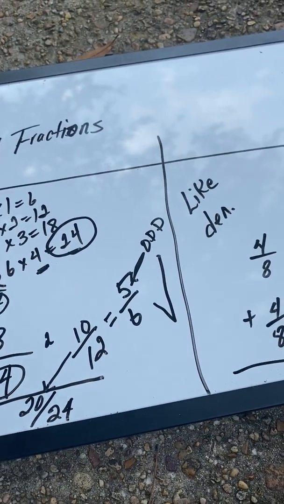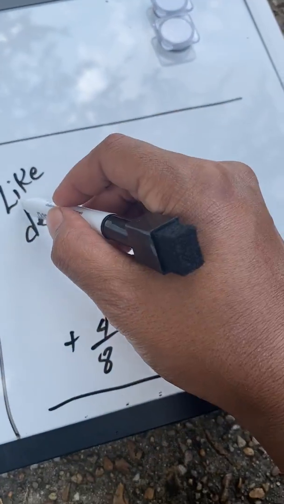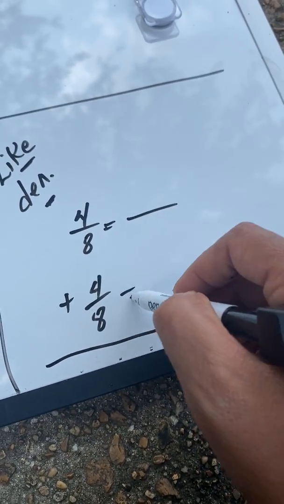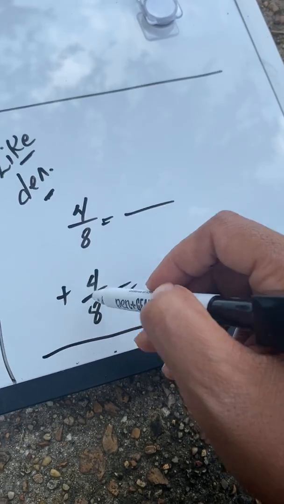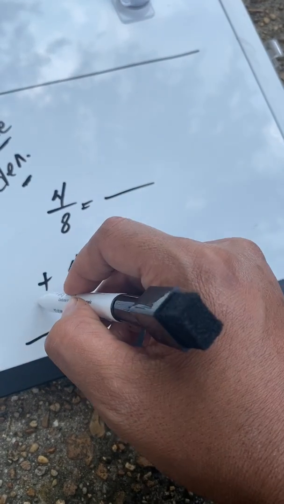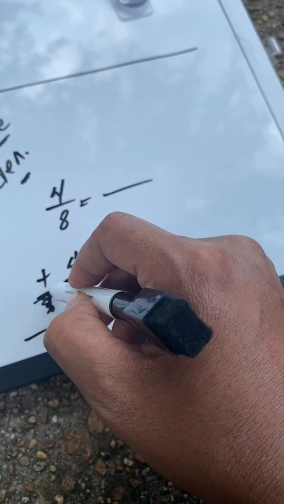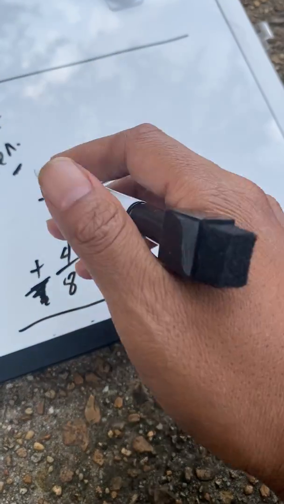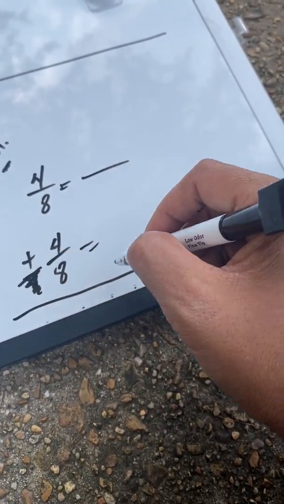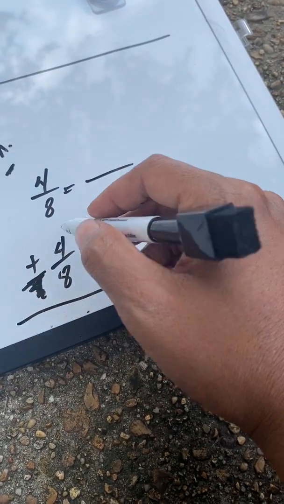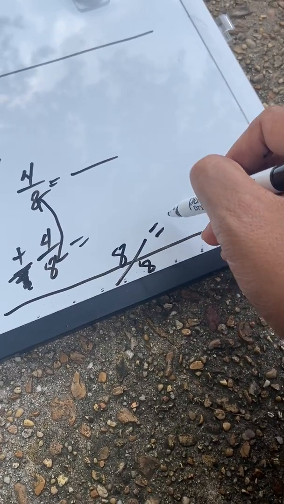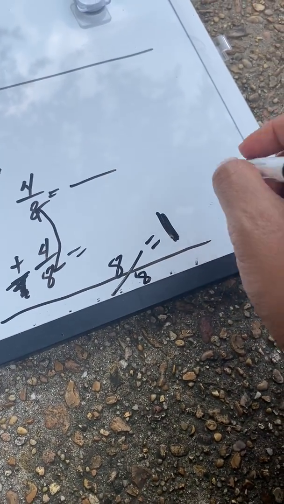Okay. Now in this case, we are starting out with like denominators, so we don't have to find a like denominator for this problem. It's already here. So what we would do is simply add. Pay attention to your signs, guys. It's very important. So when I add 4 plus 4, I get 8. And then the denominator stays the same because they are like. 8 over 8 reduces to 1.